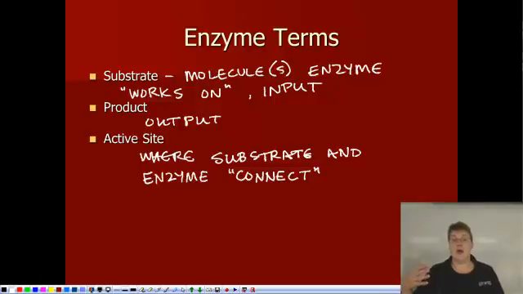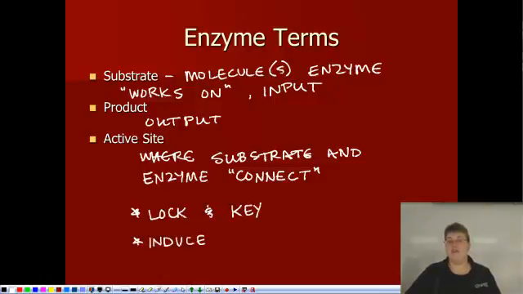So if you think about the lock and key concept, the key fits into the hole in the lock and rolls the little barrels and opens the lock, right? And so the key is the substrate and the lock is the enzyme, kind of, in this scenario. And they fit together in a very precise way, in a specific way.